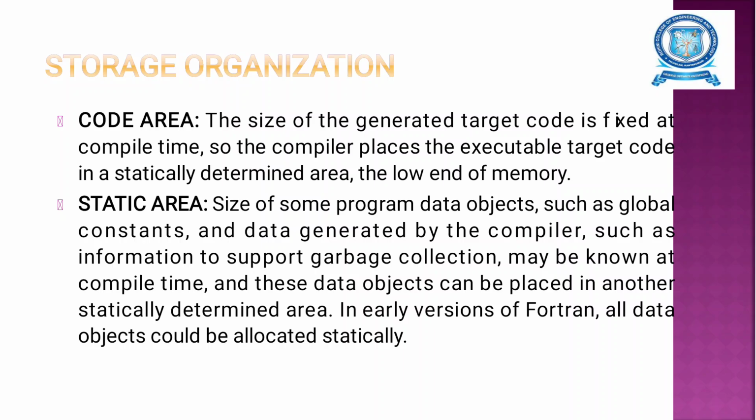The data are in the form of the code area and the static area. The size of the generated target code is fixed, so at compile time the compiler places the executable target code in a statically determined area. If it is at the low end of the memory, that kind of data is stored in the static area. The size of some program data objects, such as global constants and data generated by the compiler, may be known at compile time, and these data objects can be placed in another statically determined area.